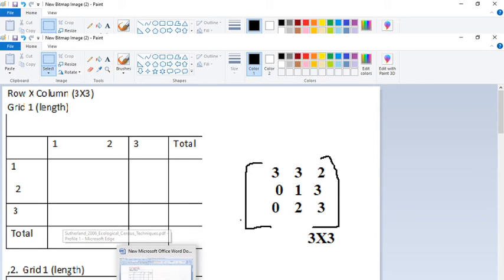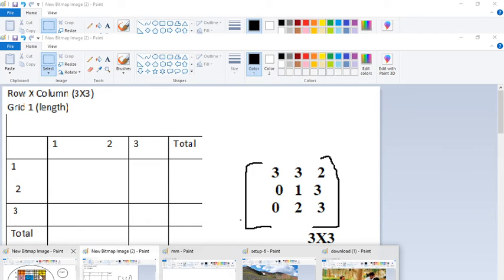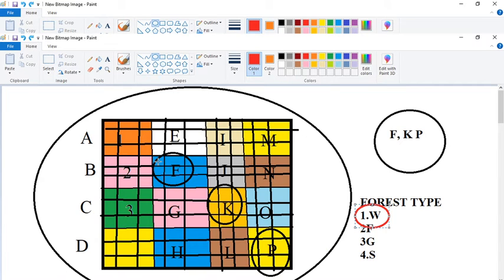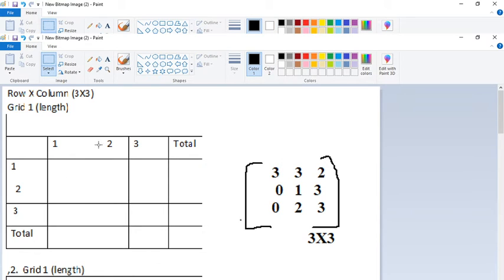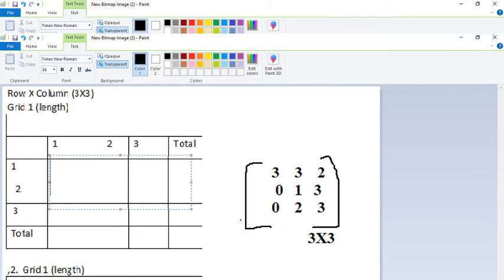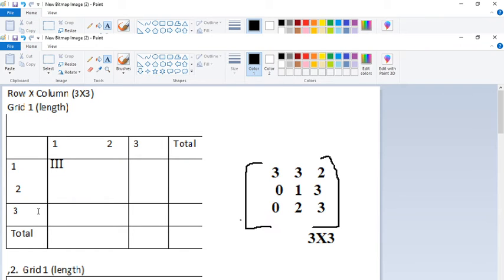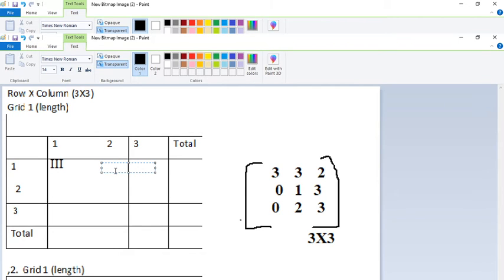Suppose there are 3 woody trees. Then in the column place here, you have to write 3. Suppose you have to write 3 as a tally. This is the basic method of matrix, as a tally. Suppose in row 1, column 2, there are also 3 woody trees. Then you have to write 3.